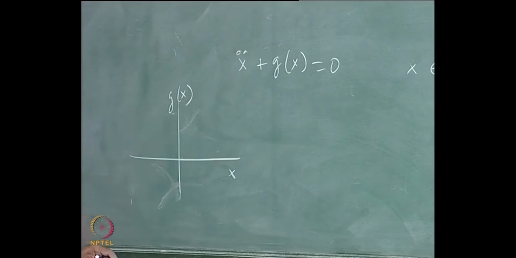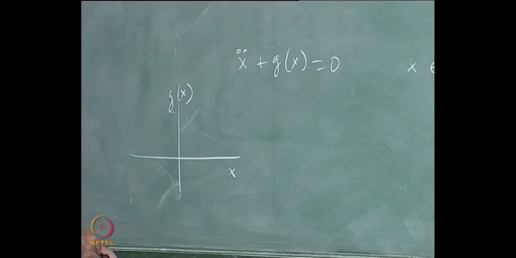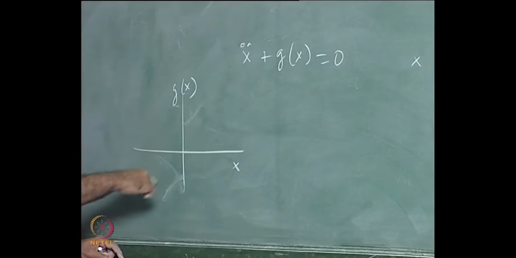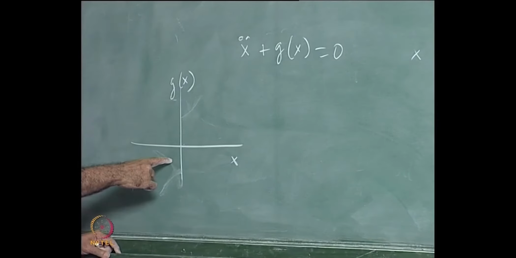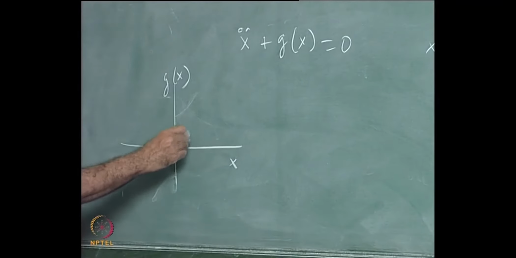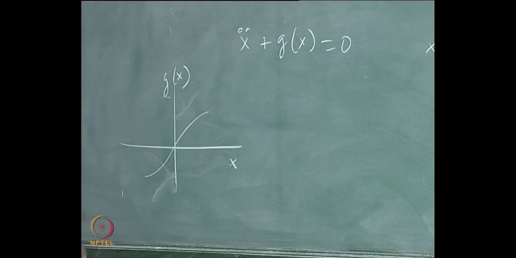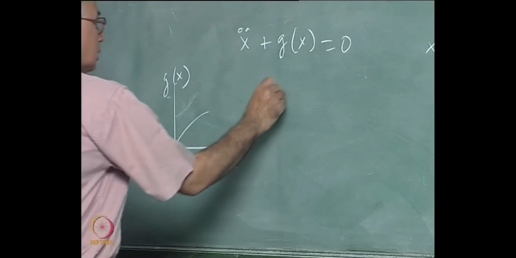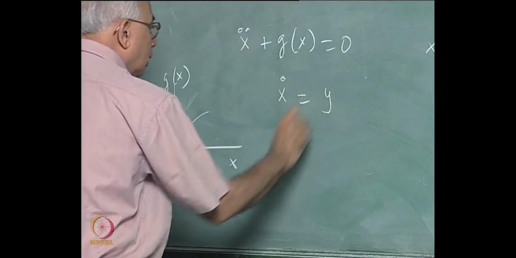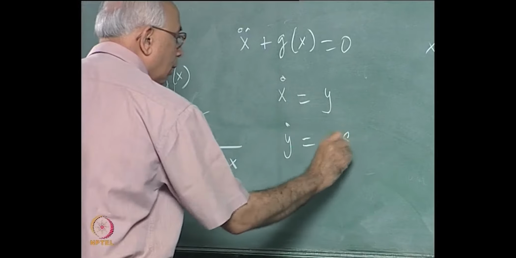However, you are told g prime of x is greater than 0 also, whereas if it is a cube, for example, g prime of 0 would be 0, would be flat. So in this case it is clear that it is a function which perhaps does this, may or may not saturate, we do not care, but it passes through the origin in this fashion and it is between minus a and plus a. So you can easily write this down as x dot equal to y, y dot equal to minus g of x.